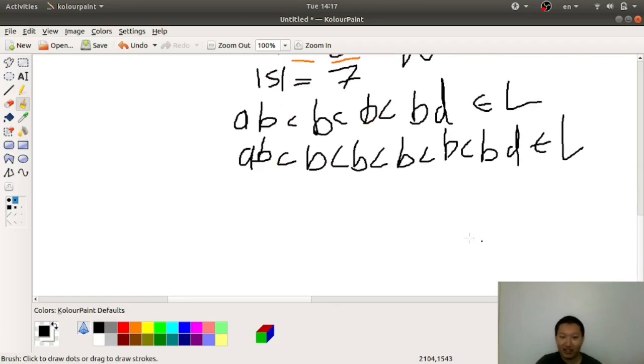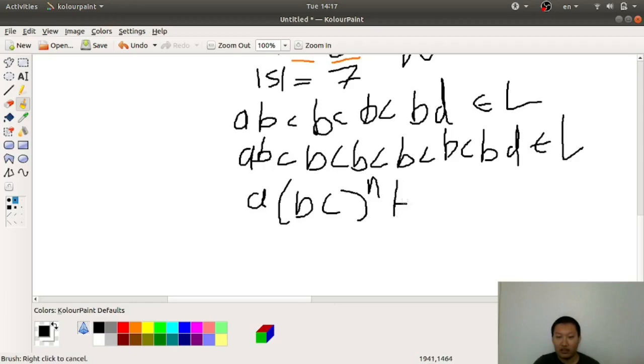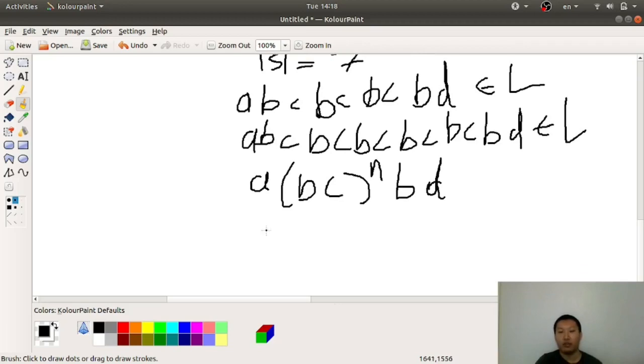So the way we write this mathematically is A, (BC) to the nth power, and then B, D. So n here is just some number, so BC to the n just means BC repeated n times. So for example, if n were 2, then this would be A, BC, BC, BD. And you can see that we have BC 2 times, because n is equal to 2.